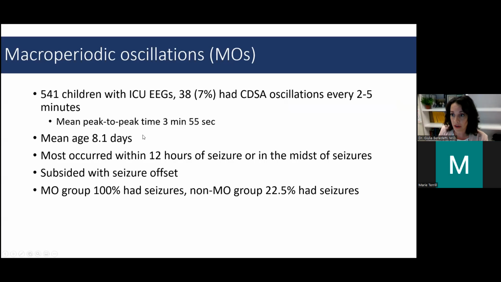It was most common in very young children, in the neonatal age range. And they tended to occur within 12 hours of seizure onset or in the midst of seizures. 100% of those who had macroperiodic oscillations had seizures, compared to the non-MO group, where only about a fifth of them did. And the MOs went away when seizures were finally controlled.